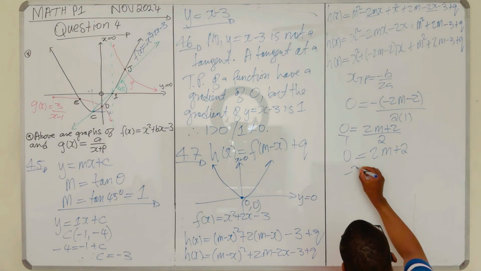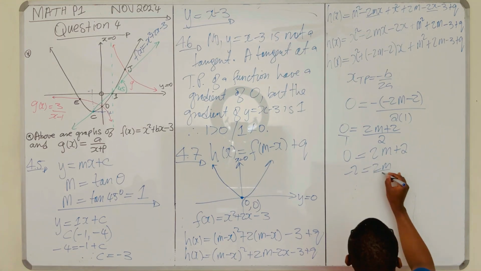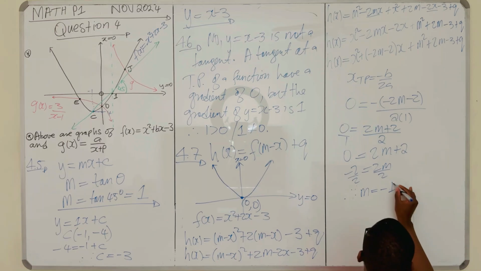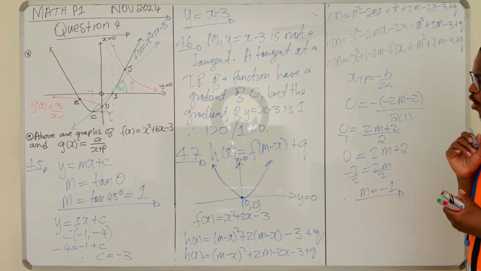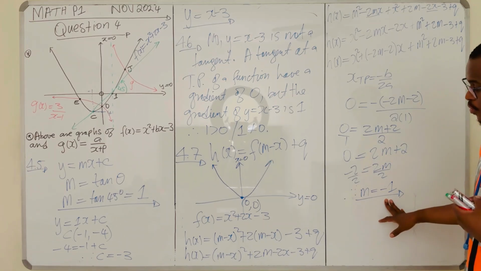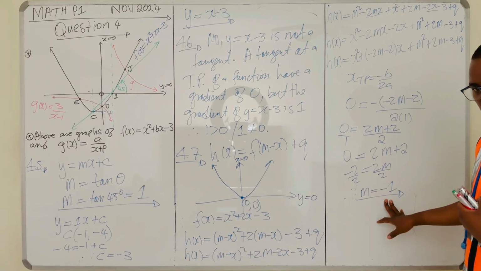Take the 2 to the other side. Minus 2. It's equal to 2m divided by 2. Therefore your m is equal to minus 1. Are you with me? Yes. We're done here with m, but we need what? We need q. Are you with me? Yes.